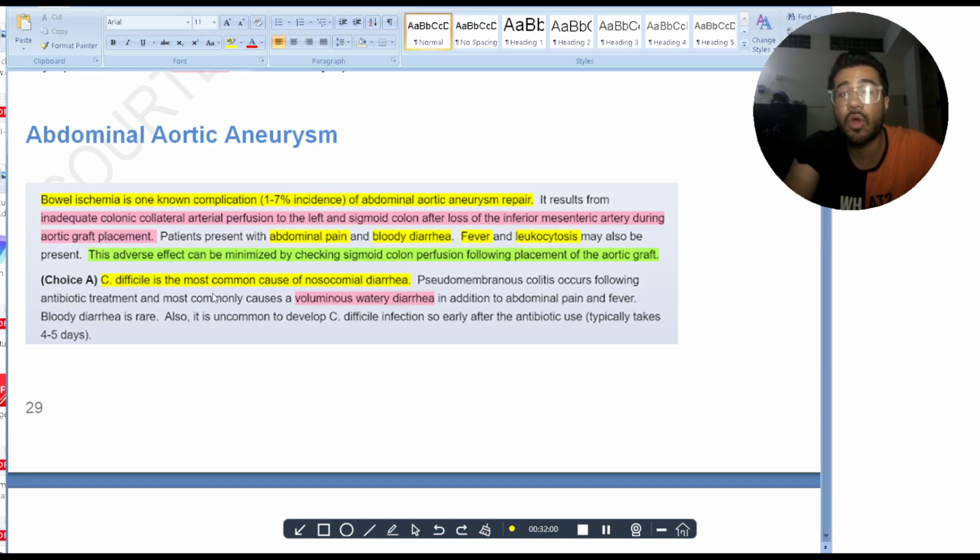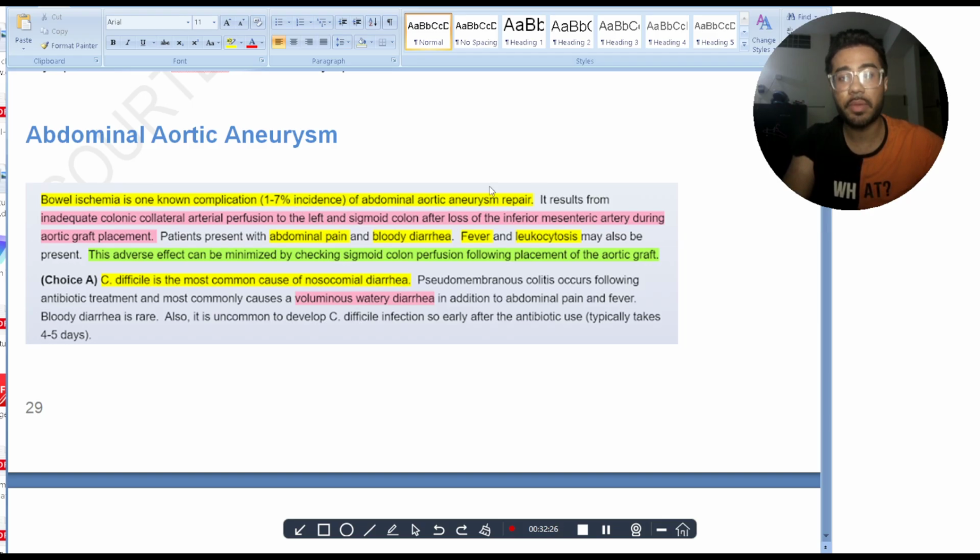Why is this not C. diff? Because C. diff causes voluminous watery diarrhea, not bloody diarrhea, and it is also not common after 4 to 5 days. It is also not common after just 1 or 2 days of antibiotic use. It takes at least 5 to 7 days of antibiotic use to present with C. diff diarrhea. So we'll give it a read.